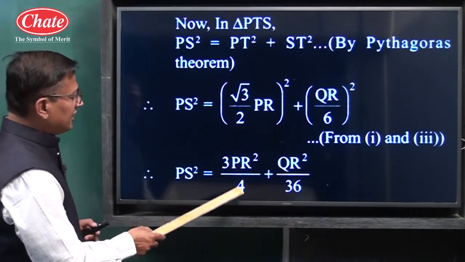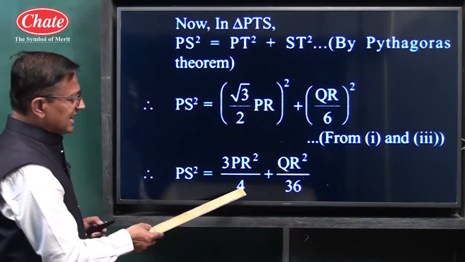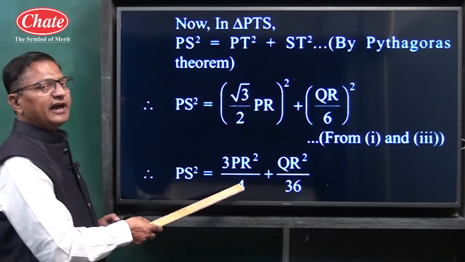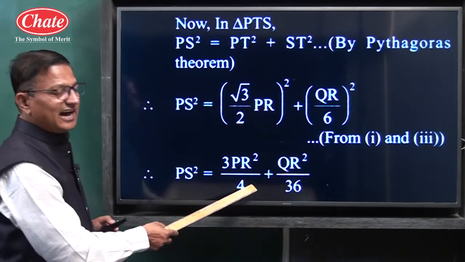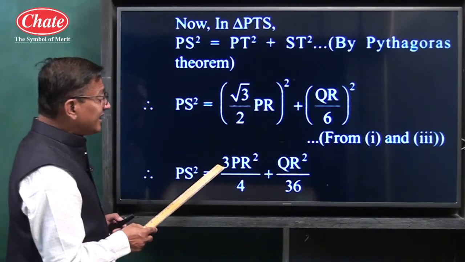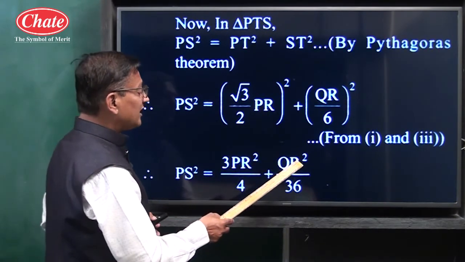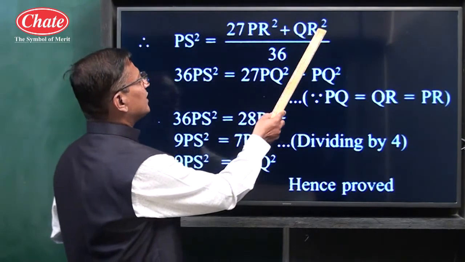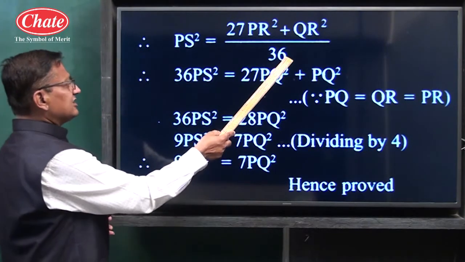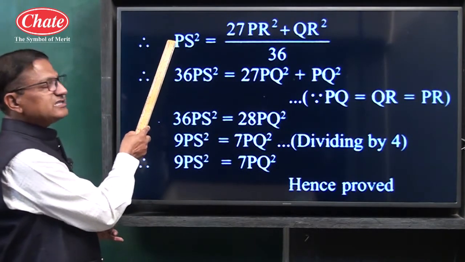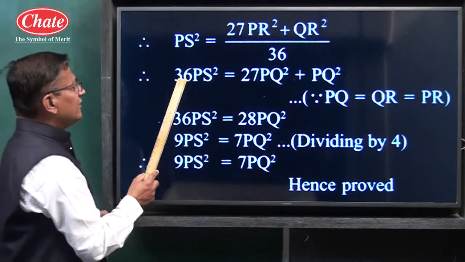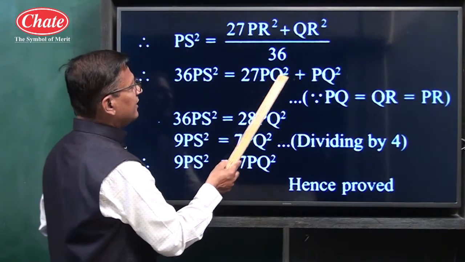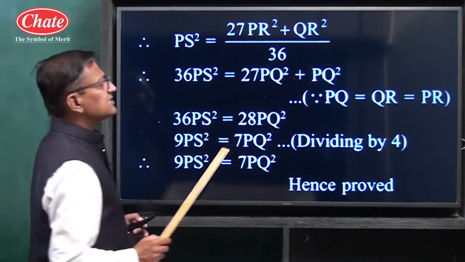After solving, here denominator is 36 and here denominator is 4. Multiply numerator and denominator by 4, 9s are 9. So we get 27 PR square plus QR square divided by 36. Replace to LHS, we get 36 PS square is equal to 27 PQ square PR square plus PQ square.